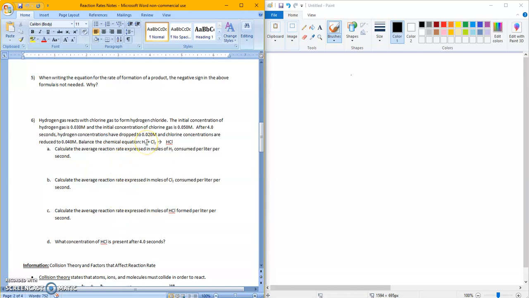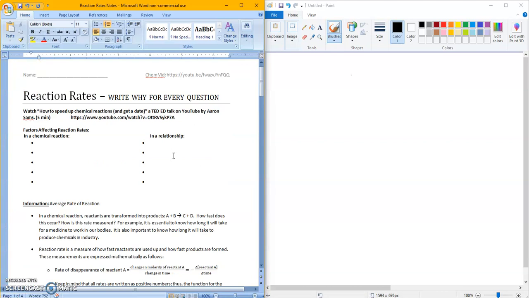And then, since hydrogen, you just need to balance this equation, it's a 1, 1, 2, so there should be a 2 in front of there. Since it's a 1 to 2 ratio, you can set it up just like dimensional analysis, okay? So those are the big things.